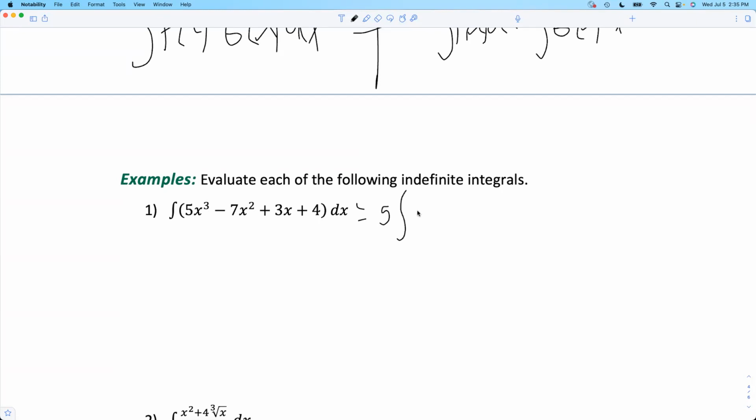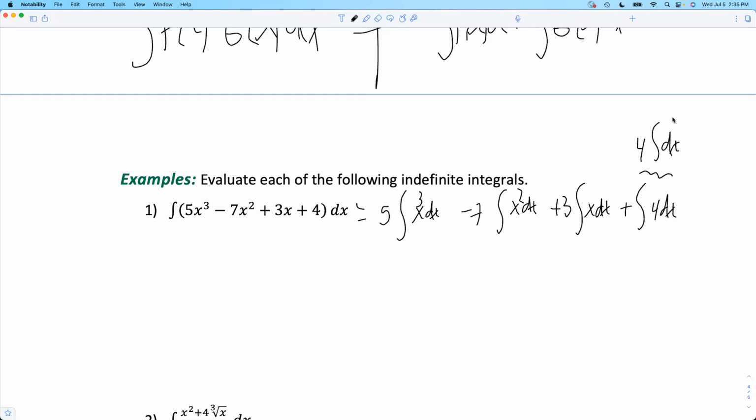So I'll have 5 times the antiderivative of x cubed dx minus 7 antiderivative of x squared dx plus 3 antiderivative of x dx. Notice I'm writing dx in every single integral, plus antiderivative of 4 dx. And I could write that as 4 antiderivative of dx. I'm so used to this that it wouldn't bother me. That might bother you, where you go, well, I don't know what I'm doing the antiderivative of. We'll get to it. I'll talk about it in a second.